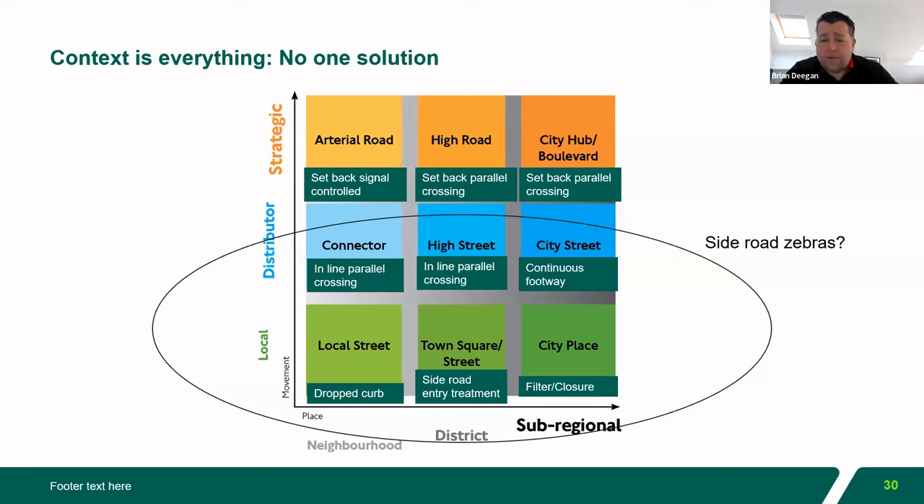You can see there that we've got inline parallel crossings, the continuous footways coming on those city streets, but they are usable across a few more areas. I do hope everybody watching this will think, okay, continuous footways, we're convinced. Side road zebras, we're convinced. We'll pressure the government. But also think, where would they work? Where wouldn't they work? The stage we're at in government at the moment is to decide, if we do these things, where do they fit in the crossing hierarchy? Are we using the right type of crossings for the right context?